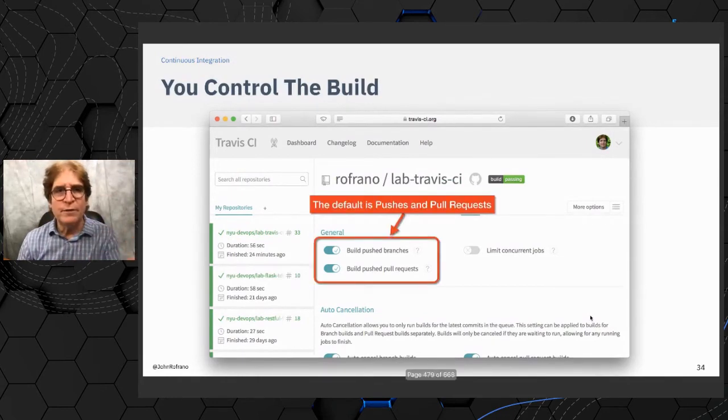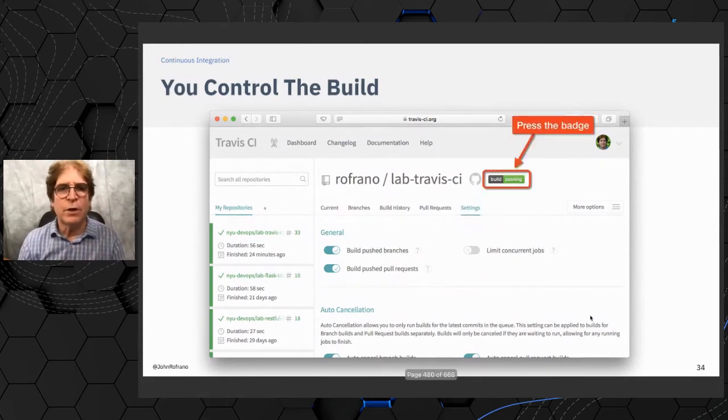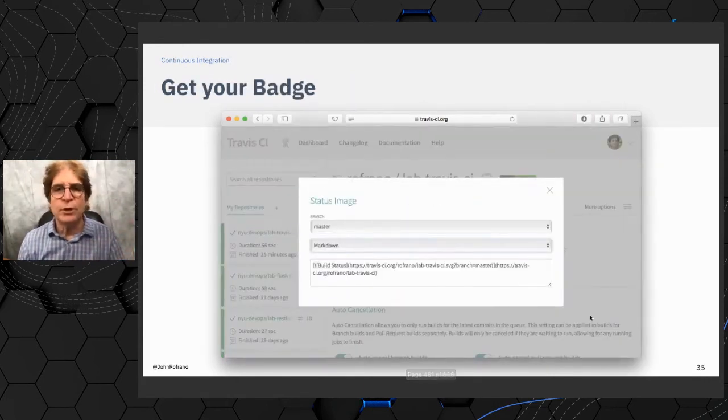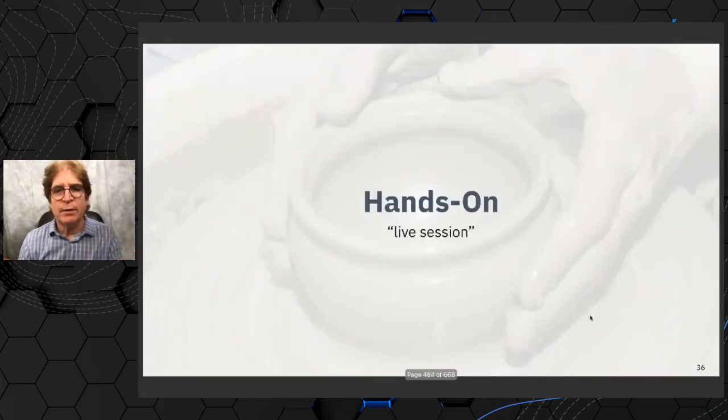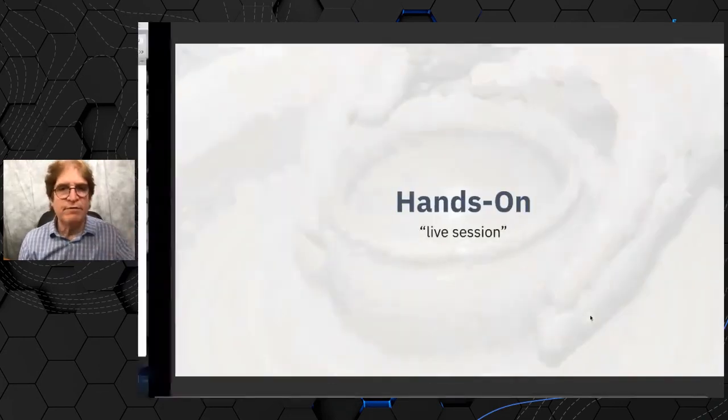But then you'll be running the build, and then it defaults. I don't change these defaults. It defaults to push to doing branches and pull requests, and that's fine for me. That's what I want to use it for. You can create a badge to put on your page, and we're gonna do that. You just take the markdown, cut and paste it, and then put it in your README file.